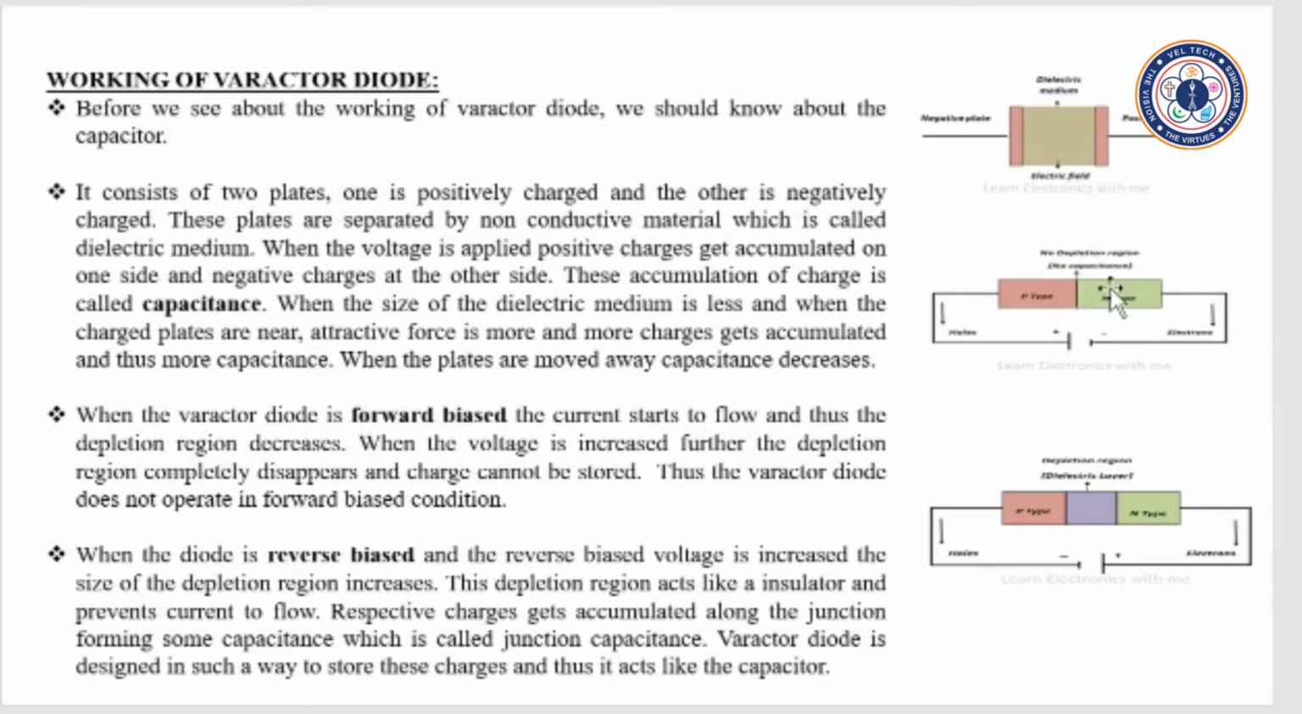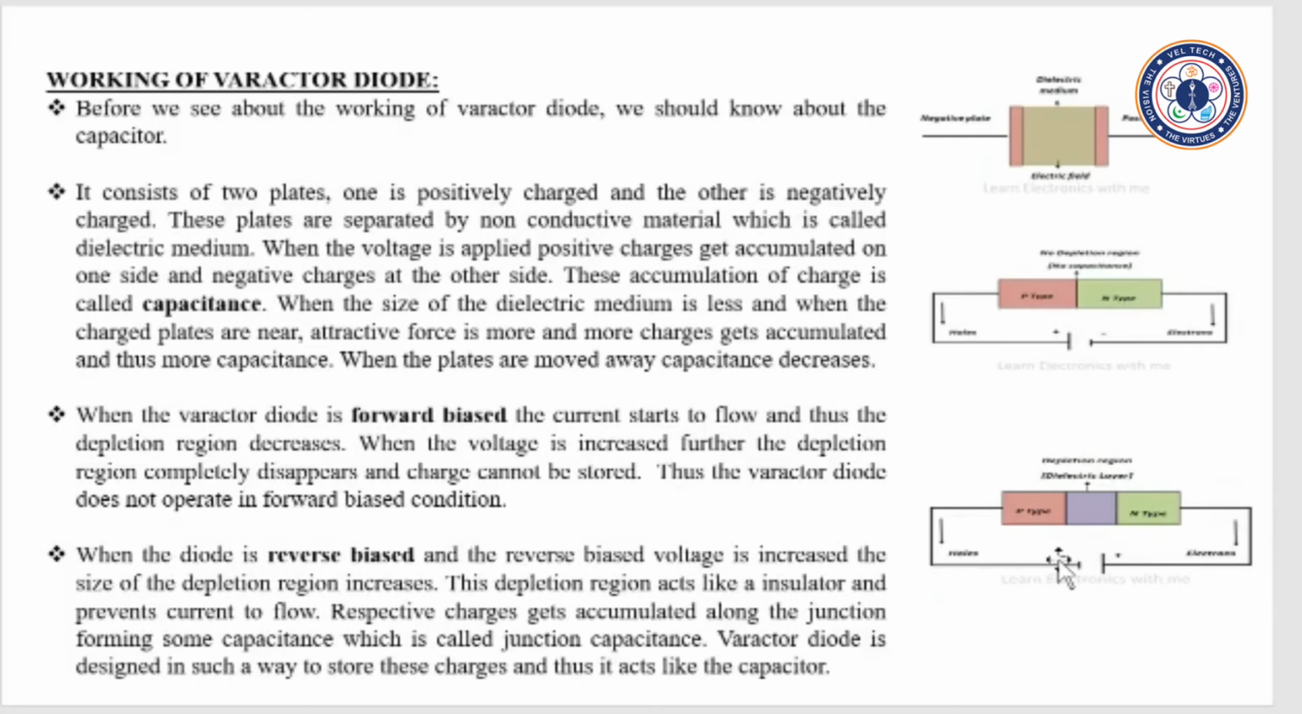Here I am giving the forward bias voltage to the varactor diode. What happens in the varactor diode when I give the forward bias voltage? The positive terminal is connected to the p-type material and the negative terminal is connected to the n-type material. So if I give the forward bias voltage, the width of the depletion region will decrease. When I increase the forward bias voltage further, the depletion region will completely disappear and the charges cannot be stored. From this we conclude that the varactor diode does not operate in forward bias condition.